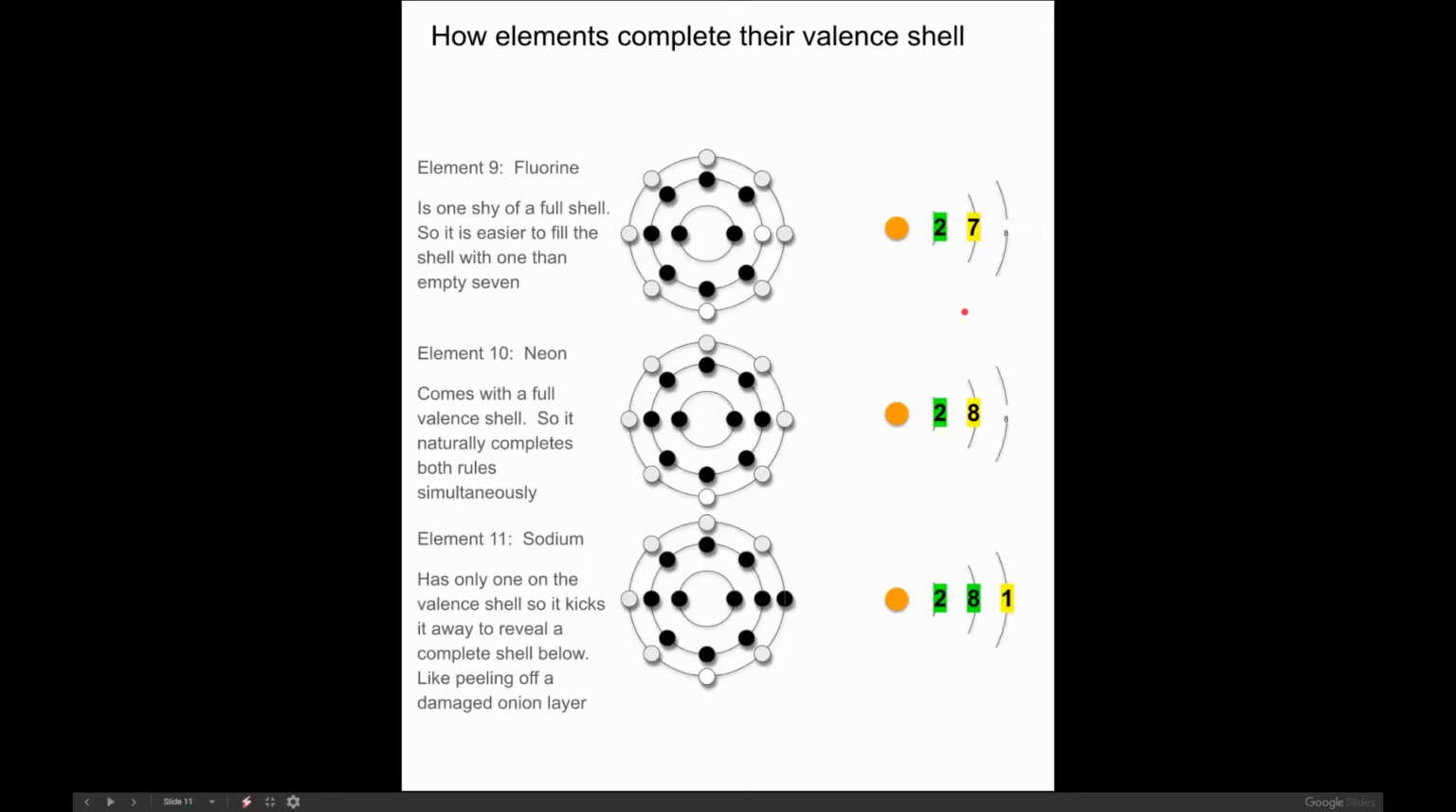Let's look at what this means. Here are three elements, 9, 10, and 11. All of them are neutral. Each of them has 9 protons and 9 electrons, 10 protons and 10 electrons, 11 protons and 11 electrons. And the neutrons are irrelevant to chemistry. I did not draw the nucleus in. I didn't want to complexify this more than necessary.